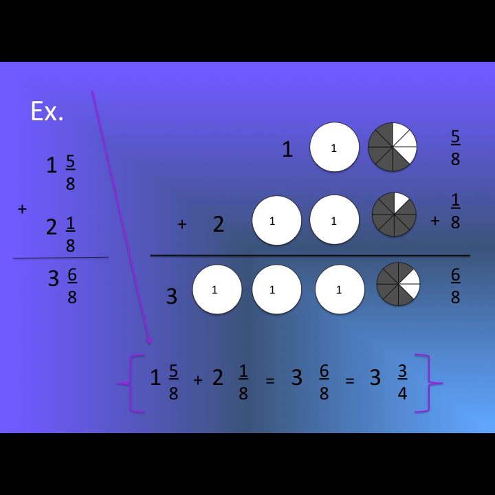5 plus 1 is 6, and the same denominator is 8. So 1 5/8 plus 2 1/8 equals 3 6/8. 6/8 can be reduced to 3/4.